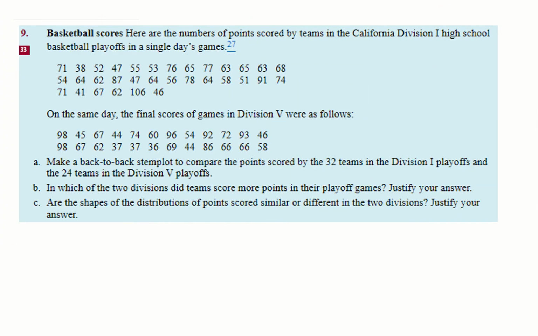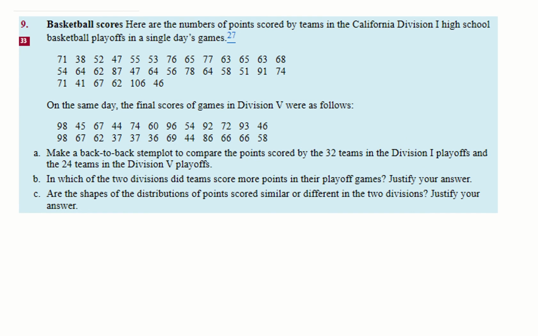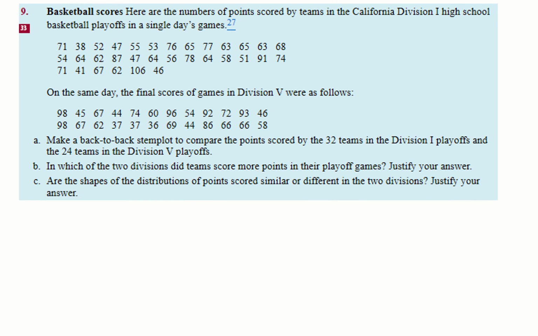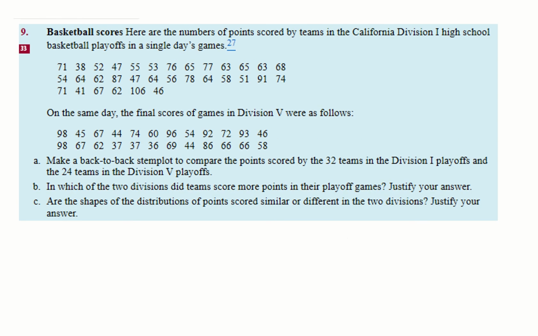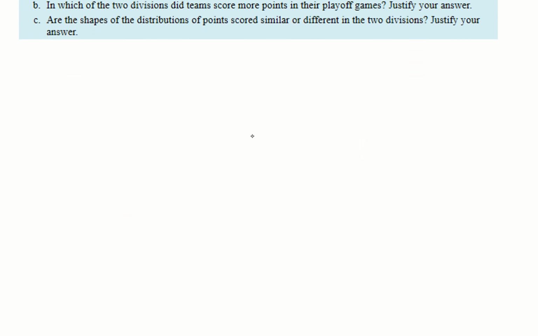All right, and then this is the last example. I believe we did this in class, but I wanted to make sure that we have an idea of how to do this, just in case you forgot. We have the number of points scored by teams in a couple of different divisions for the basketball playoffs. We want to make a back-to-back stem plot for this. So when you make a back-to-back stem plot here, we have Division 1 and Division 5, so we have two groups that we want to compare.